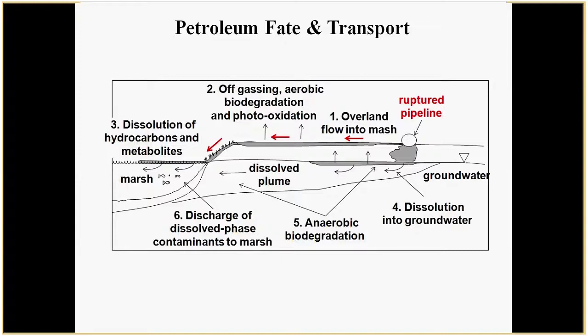And here your initial aerobic degradation, pretty quickly it goes anaerobic, and you have this dissolved phase plume of degraded hydrocarbons migrating and discharging into the marsh area.